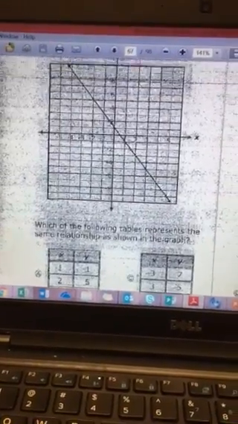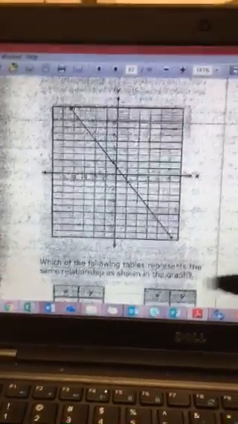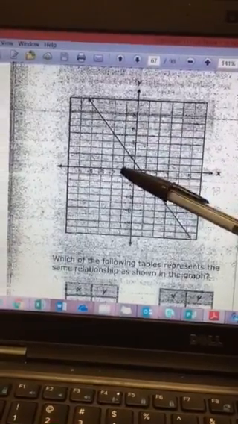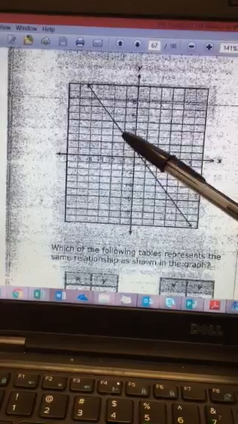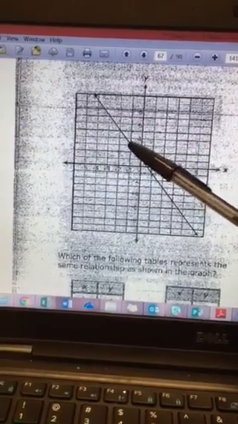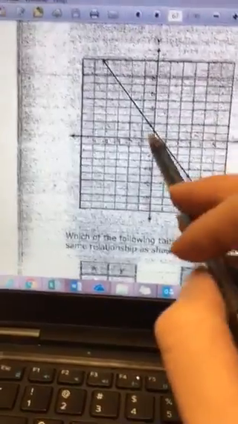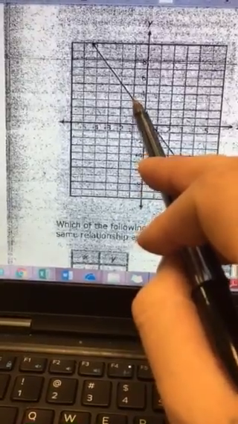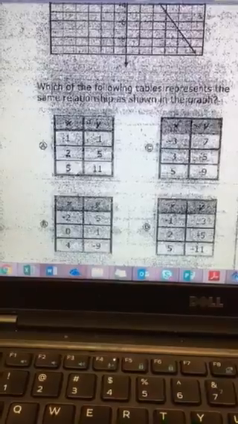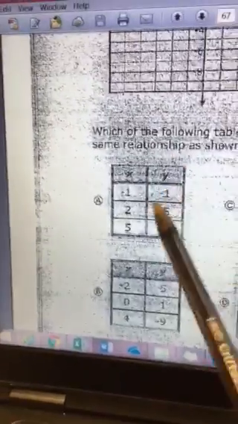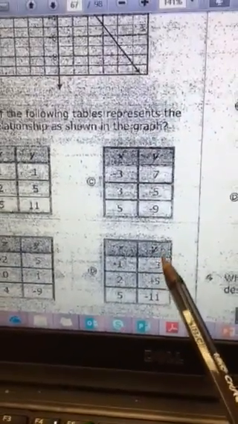I'm going to start by just looking at some values here. So this is x is -1. When x is -1, y has to be +3. So once again, it's a -1 and a +3. So I can already get rid of this one. This one has -1 as one of the points, and it got the correct y value.